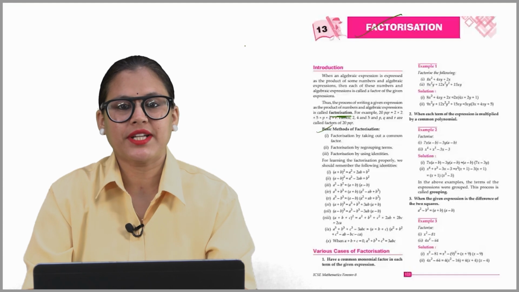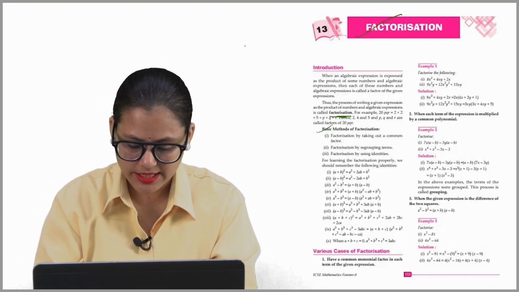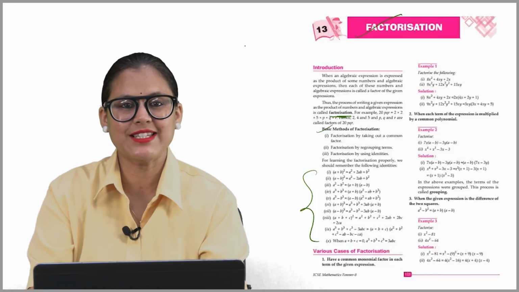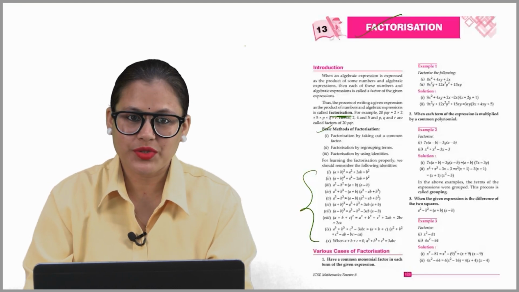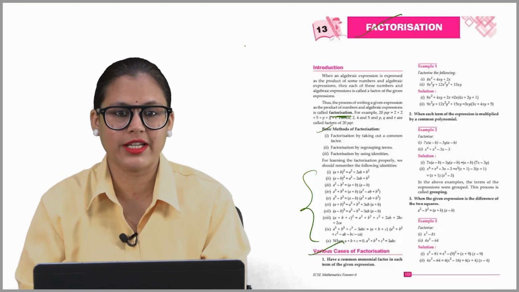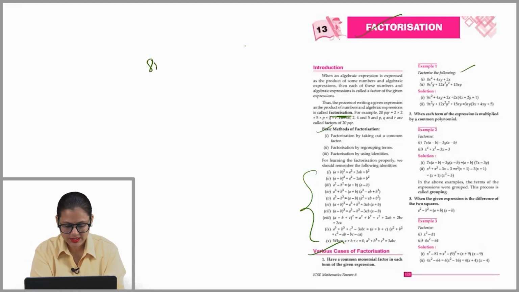For learning factorization, we should remember the following identities. These are the identities given here, students. You should memorize all these identities. Various cases of factorization. Number 1, having a common monomial factor in each term of the given expression. For example, we have to factorize 8x square plus 4xy plus 2x.